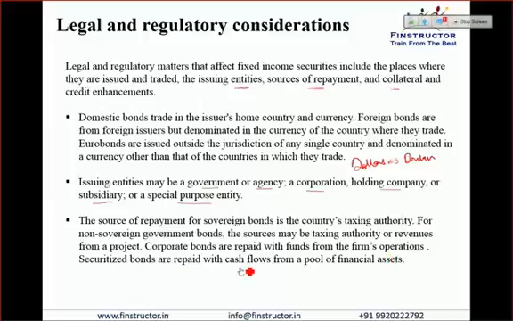Securitized bonds are repaid with cash flows from a pool of financial assets. So, securitized bonds are generally bonds for whom the coupon and principal payments are coming from the repayments of a loan. So you have issued a loan. As the borrower pays the interest and principal on that loan, the same is passed on to the bondholders. So the bonds are repaid with the cash flows from a pool of financial assets like mortgages, credit card receivables, auto loans, etc.